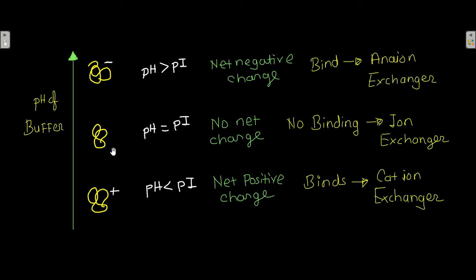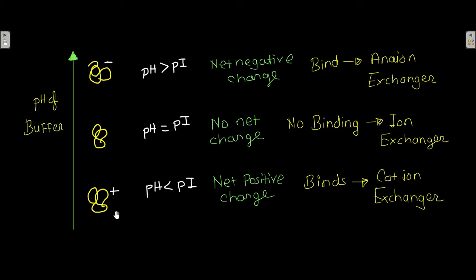If you have studied amino acids, then you will know that amino acids have both charges, a positively charged group and a negatively charged group. The carboxyl group is negatively charged and the amino group is positively charged, and that is the reason why the protein is amphoteric in nature. That is, its net charge depends upon pH. So consider this to be a protein, and when the pH is equal to the isoelectric point, then there is no net charge and this will not bind to any ion exchanger.